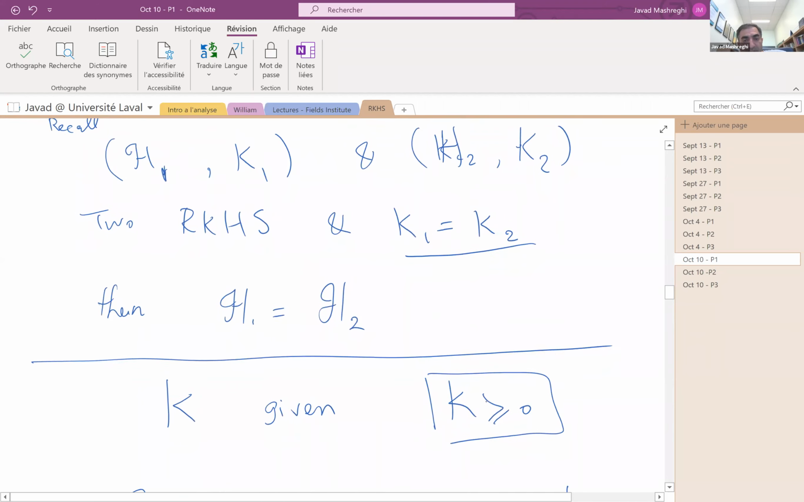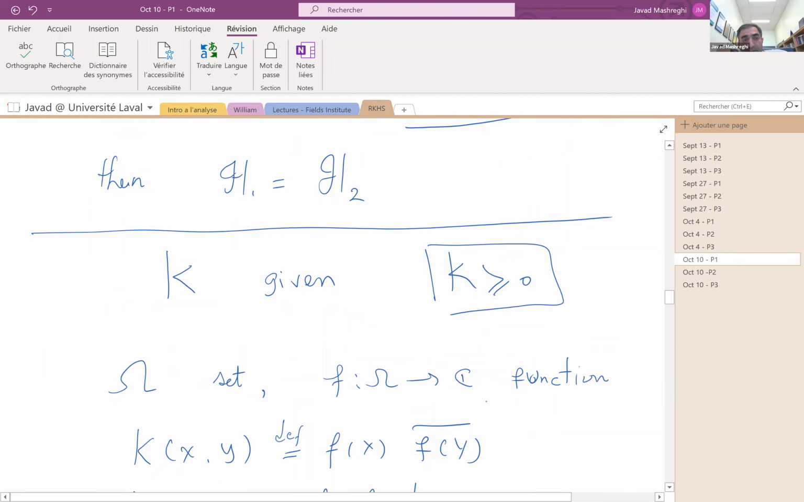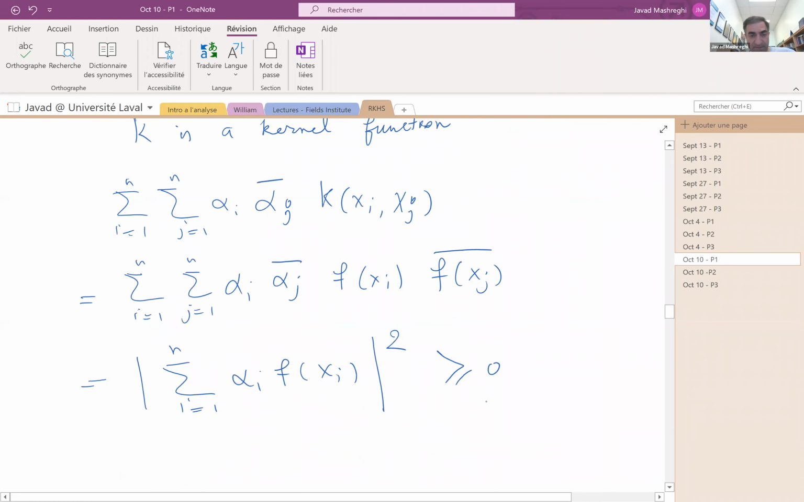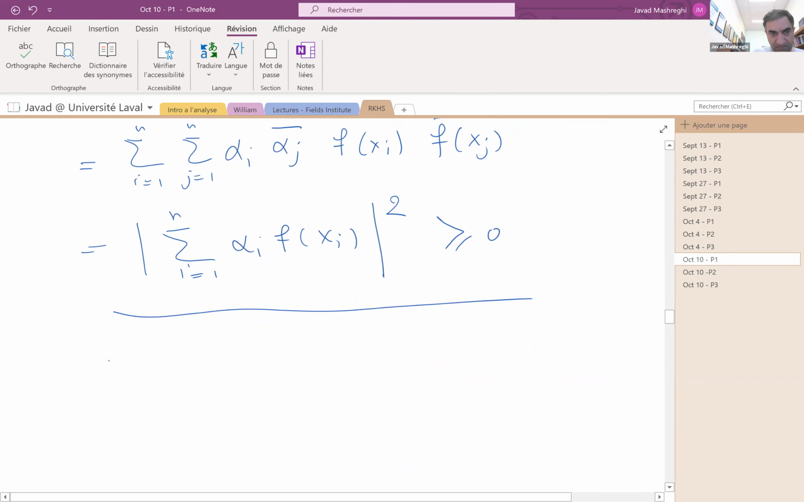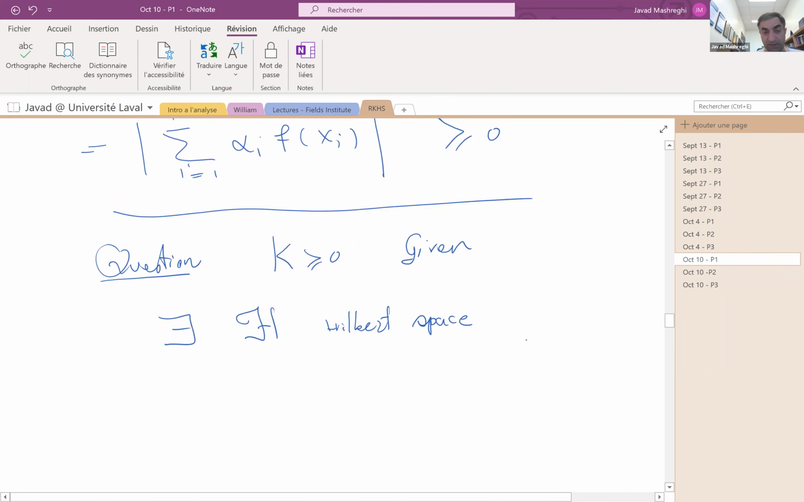So parallel to this observation, which says that RKHS are uniquely determined by their reproducing kernel, we may ask: if K is given, is there a Hilbert space H, which is actually a reproducing kernel Hilbert space, such that evaluation functions are continuous?